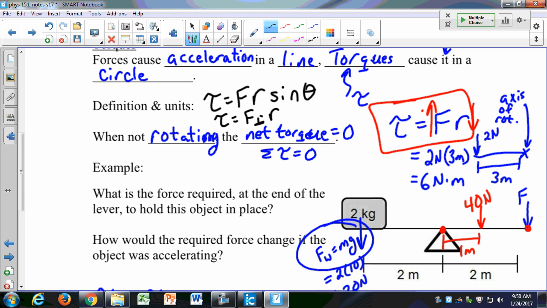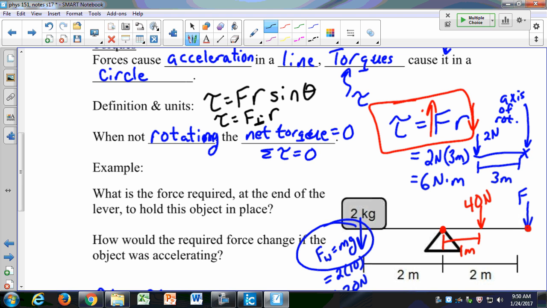Because you have your axis of rotation, and then your effort, and then your resistance here. So this is a class 3. You would want a class 3 because your force is exerted over a small distance, but your resistance moves a big distance.